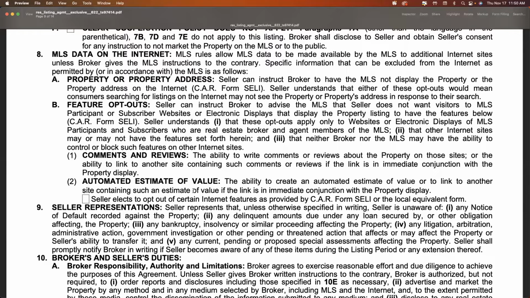Comments and reviews: the ability to write comments and reviews on the property on those sites, or the ability to link to another site containing such comments or reviews if the link is in immediate conjunction with the property display. Just letting you know that there will be comments online about it. The automated estimate of value, those AVMs and things that you get from like Realtor Property Resources or Zillow, all of that. That's just saying that it's going to be part of that.